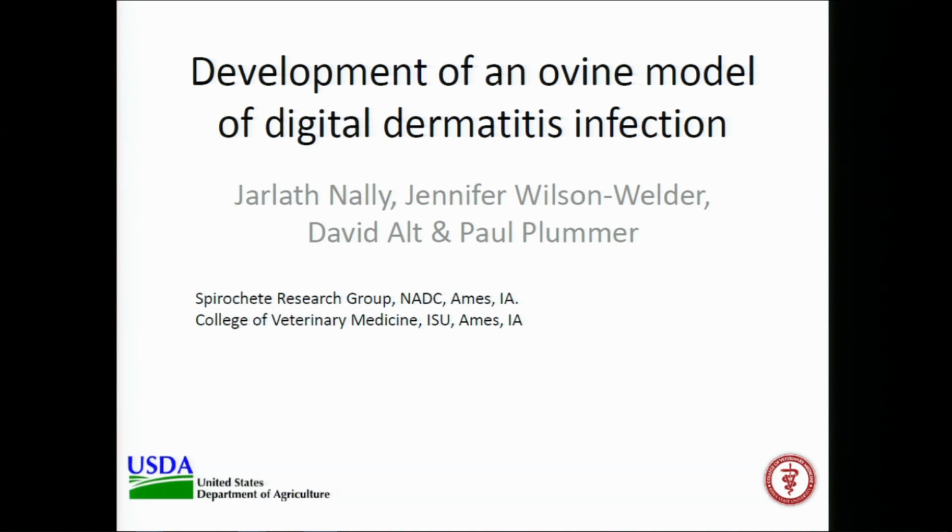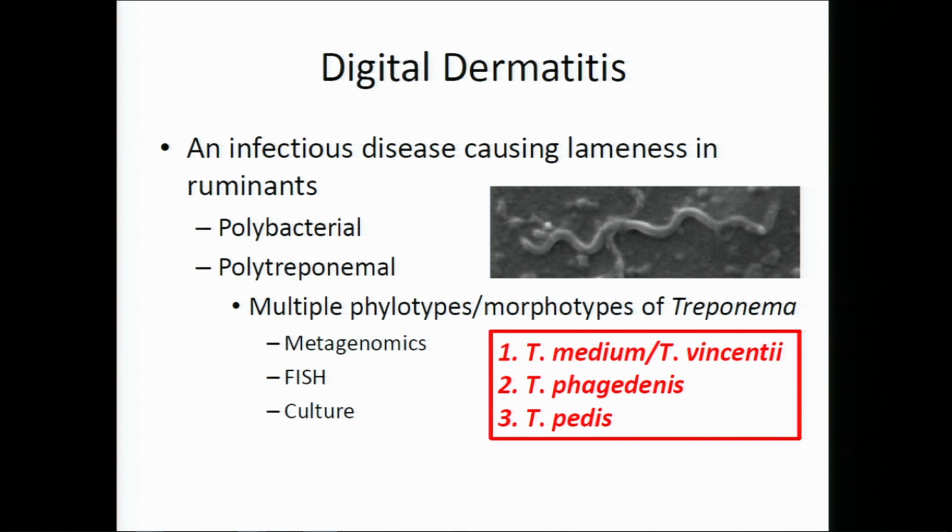This research is a collaboration between myself, Jennifer Wilson-Welder, and David Alt, based at the National Animal Disease Centre, and Professor Paul Plummer at the College of Veterinary Medicine at Iowa State University. So, digital dermatitis is a disease that causes lameness in ruminants. It's an infectious disease. There's no evidence for any viral or fungal agents involved, but when we look at lesions very carefully, we see a large number of different bacterial species associated with infection.